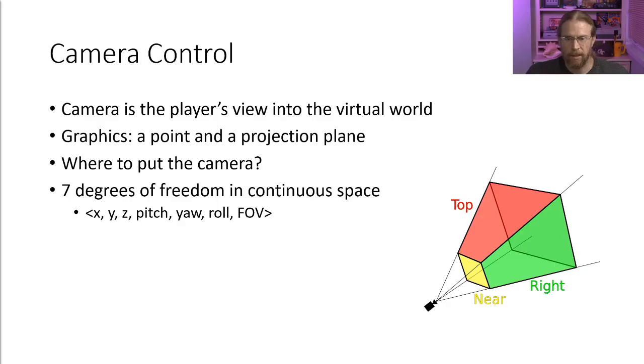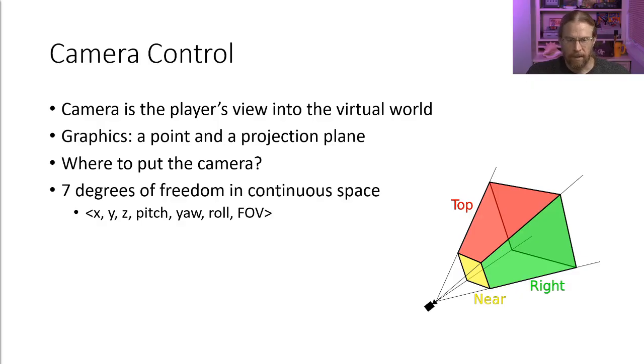Only things that appear within this view frustum, this truncated pyramid shape, get rendered. So you can aim the camera however you like, because you've got 6 degrees of freedom relative to the space: XYZ translational movement, and then pitch, yaw, and roll, the rotational degrees of freedom. And then there's a 7th degree of freedom as well: the field of view that you can control.